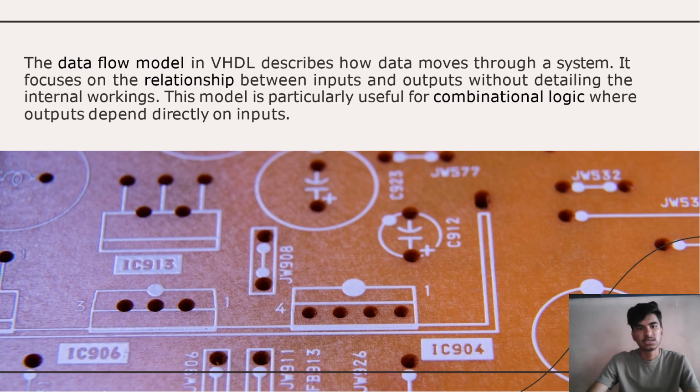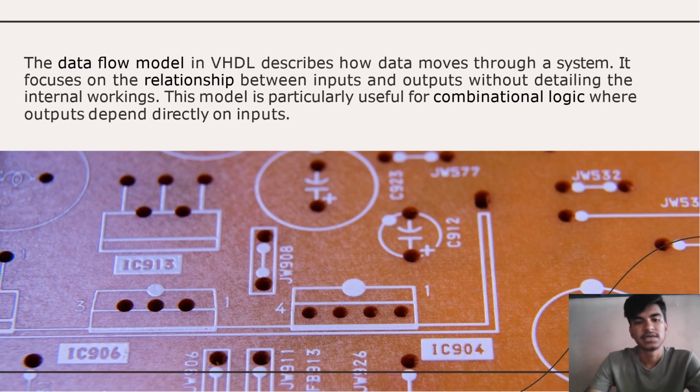Now let us discuss the data flow model. The data flow model in VHDL describes how data moves through a system. It focuses on the relationship between input and output without detailing the internal working. The model is particularly useful for combinational logic, where output depends directly on input.